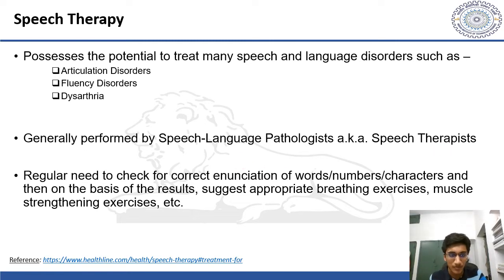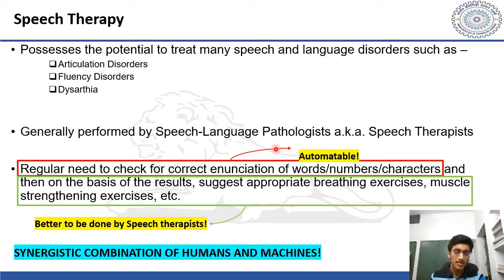Yes, we can. As we have said, in speech therapy, there is a need to check for the correct enunciation of words or numbers or characters on a regular basis. It in fact turns out that this particular process involved in speech therapy is automatable. And then once we obtain these results, the speech therapists can essentially analyze the results and on the basis of their analysis, suggest appropriate breathing exercises, muscle strengthening exercises, etc.